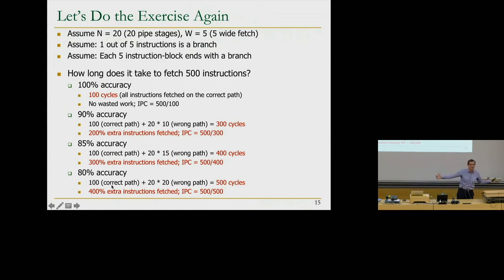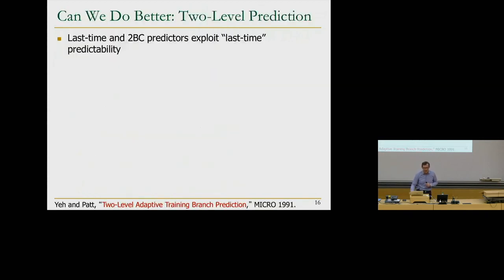If you want to build a machine that's large, wide, and deep, and we know the reasons to build these machines because you have long latencies to tolerate, you cannot ignore the branch problem. Okay, so the key question is, can we do better? And people have actually invested a lot to do better over time. And these are very interesting mechanisms, as we will see. So last time and 2-bit counter predictors actually exploit a notion of predictability called last time predictability. They still look at the last few instances of the branch, right? People have found out that there's actually other types of correlations in programs that lead to better predictability of branches in programs.